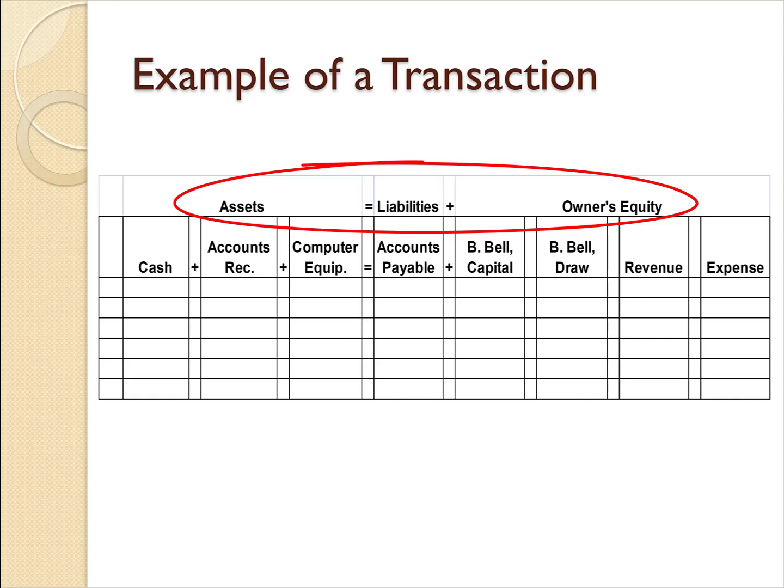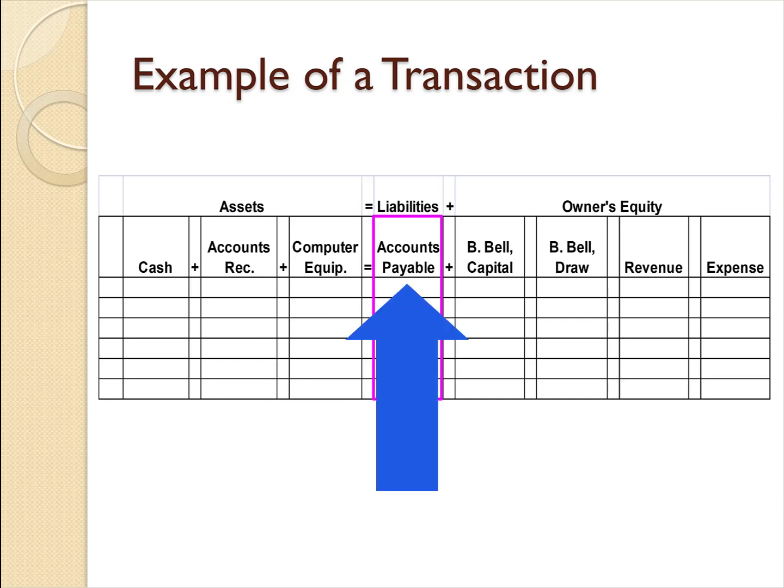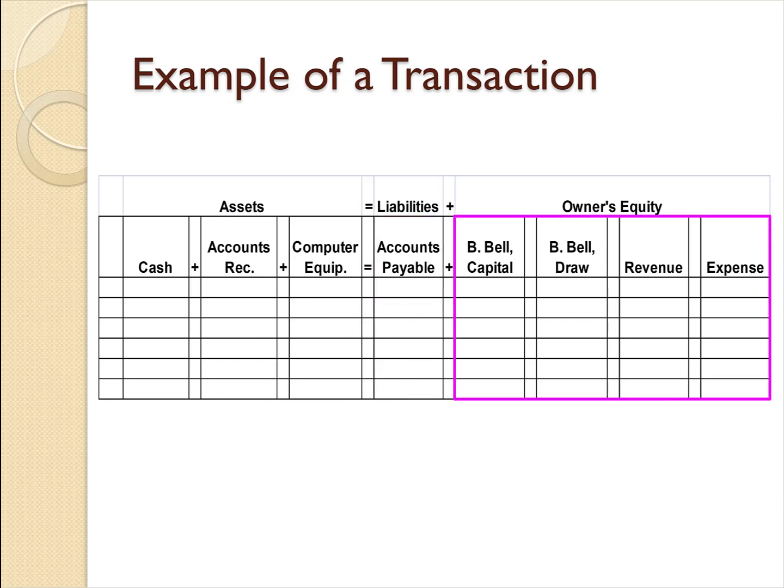So notice at the top we have the accounting equation. Assets equals liabilities plus owner's equity. And this time, for the very first time, under assets, we're listing all of our different assets. So we have cash, accounts receivable, and computer equipment. Under liabilities, we only have one account, accounts payable. And under owner's equity, we have the owner's equity account, capital.